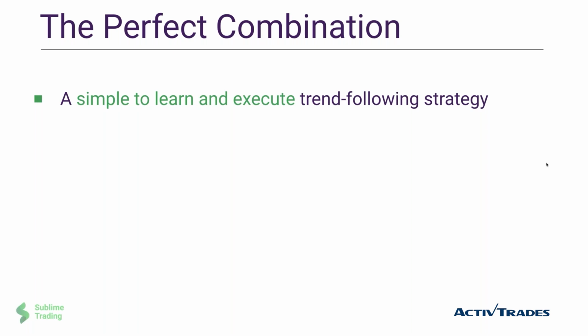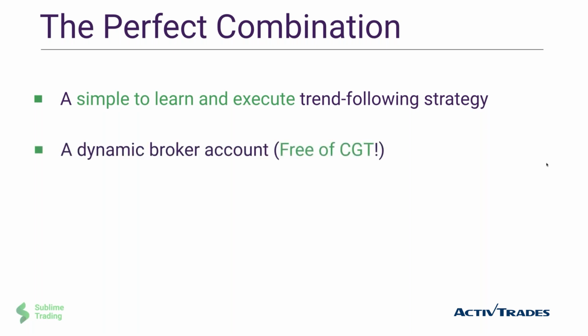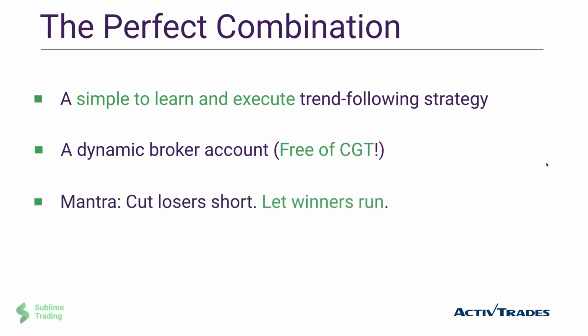Okay, so the perfect combination: a simple to learn and execute trend following strategy, a dynamic broker account like ActivTrades, which is free of capital gains tax. But when I say dynamic, I mean broker accounts give you every single asset that you want to invest in. This is what's beautiful about ActivTrades. Their broker account has every stock you could potentially want to invest in. If you're limited in stocks, let's say you just have indices and a few UK stocks and some commodities, you're missing out on a whole wealth of opportunities. So you want a broker account that gives you access to everything, and you then want to move to where the money is. Mantra: cut losers short, let winners run, and compound.